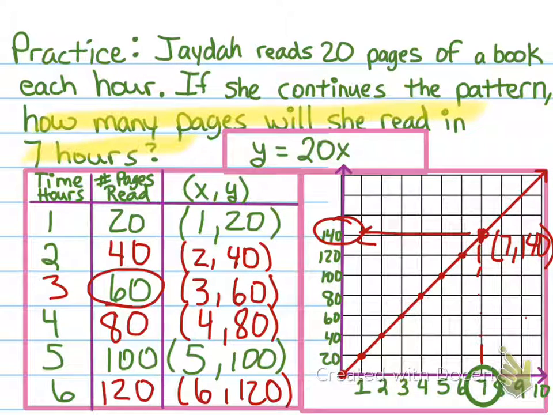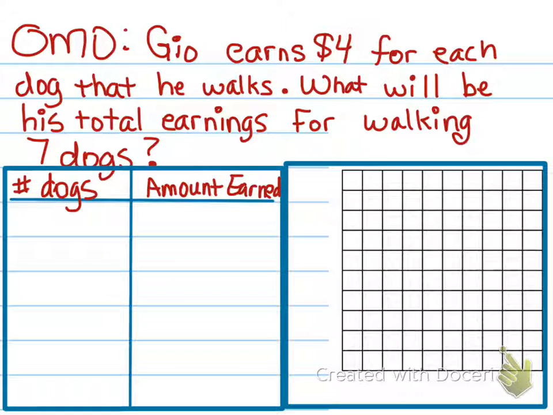All right, we are ready to move on to our OMO. Geo earns $4 for each dog that he walks. What will be his total earnings for walking 7 dogs? I need you to create your input-output table. Then you're going to label your axes appropriately for the problem, and then create your graph. Once you've got this done, you need to take your journal to Miss Stafford and have her check off your OMO to see that it is accurate. When you've completed that, you will come back to the video for just a few follow-up instructions. Pause your video now, do that, and come back later.